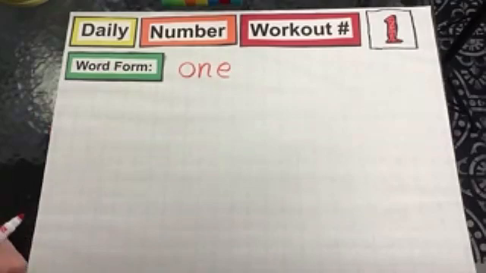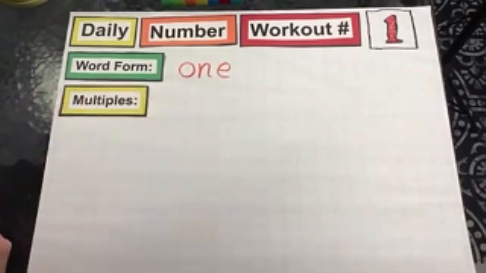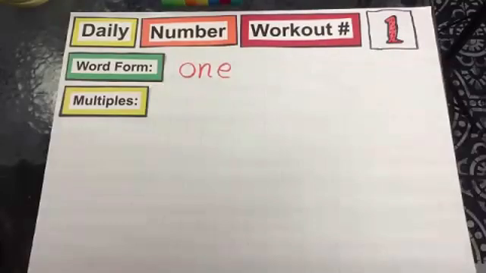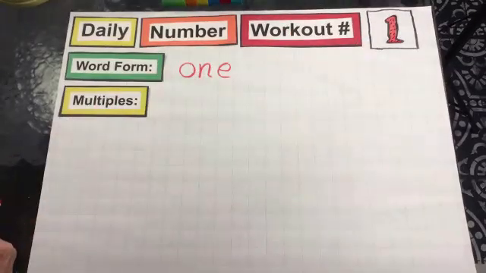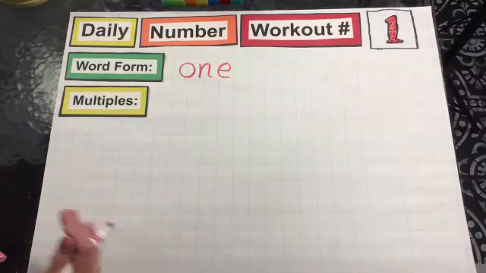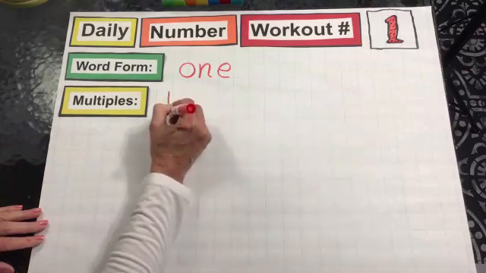Okay, the next category that we're going to work with the number 1 is multiples of 1. The number 1 is very versatile because every single number is a multiple of 1. So in our multiple category for the number workout, every day we're going to multiply our workout number of the day by 1, 2, 3, 4, 5, 6, 7, 8, 9, 10. We're just going to go up to 10 because there's infinite multiples of every number, but we're going to work on 1. So 1 times 1 is 1.